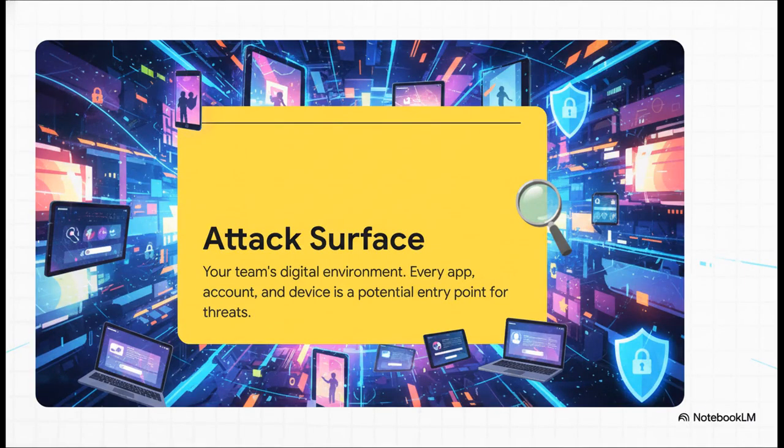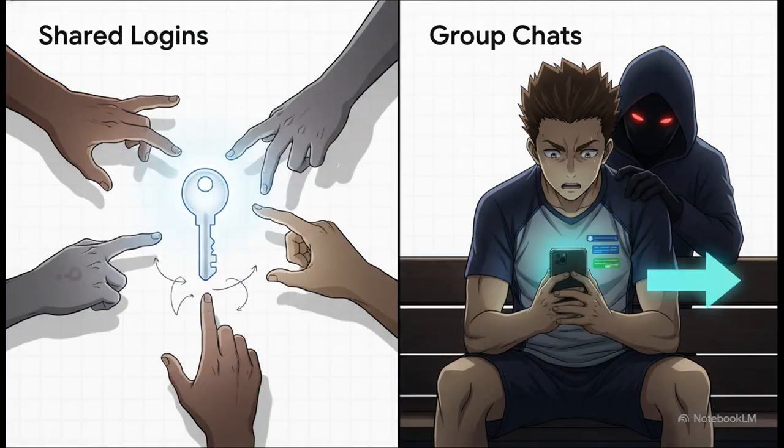So what is an attack surface? Just think of it like this. It's every single digital door and window into your team's secrets. That means every app on your phone, every account you log into, every laptop or tablet you use. Every single one of them is a potential way in for an opponent. So where are the biggest weak spots?